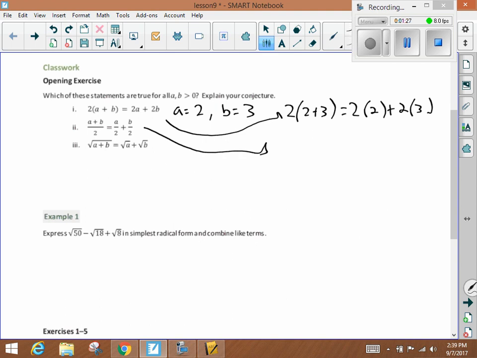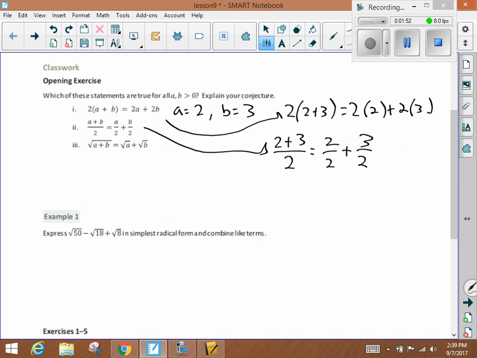Again, assuming that A is 2 and B is 3. So (2 plus 3) over 2. Is that the same thing as 2 divided by 2 plus 3 divided by 2? Well, it looks like I have 5 halves on the left and 5 halves on the right. So that's true. Now let's look at this last thing.